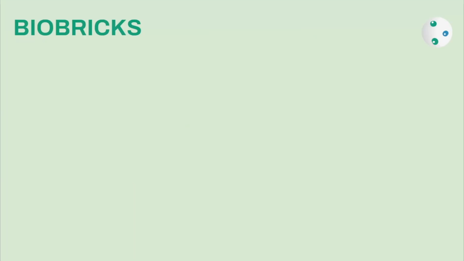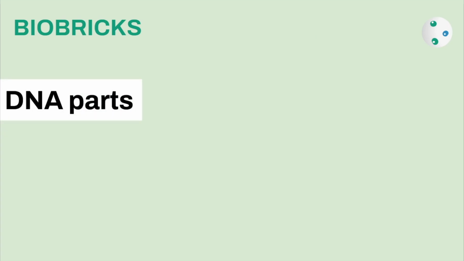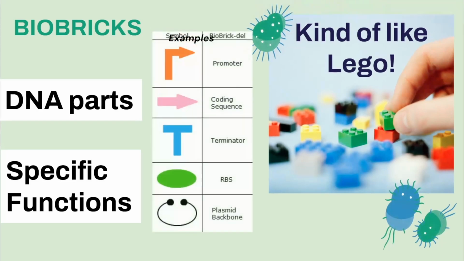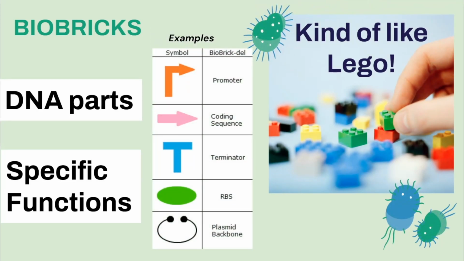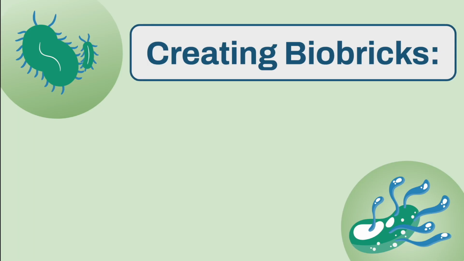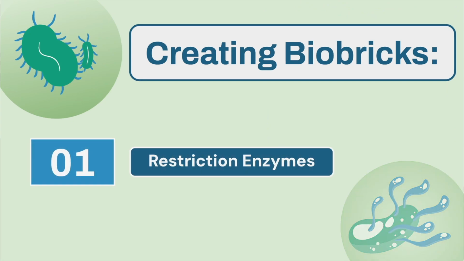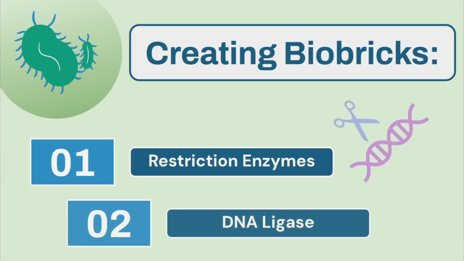Now let's get into the interesting stuff. Biobricks are DNA parts that carry out a defined function. In other words, biobricks refer to a specific fragment of DNA that is coded to perform a specific function. There are two key components to creating biobricks: restriction enzymes and DNA ligase.